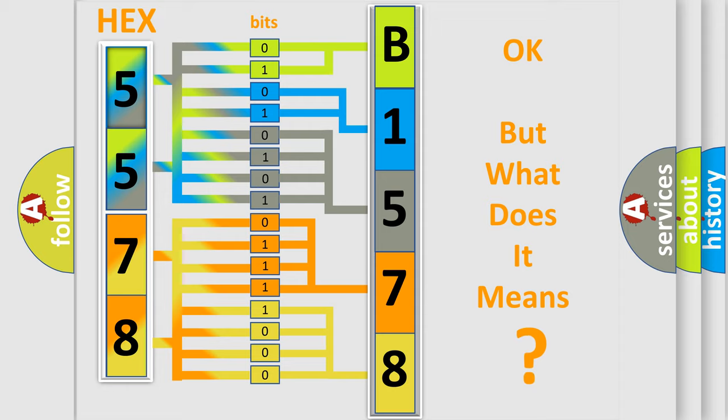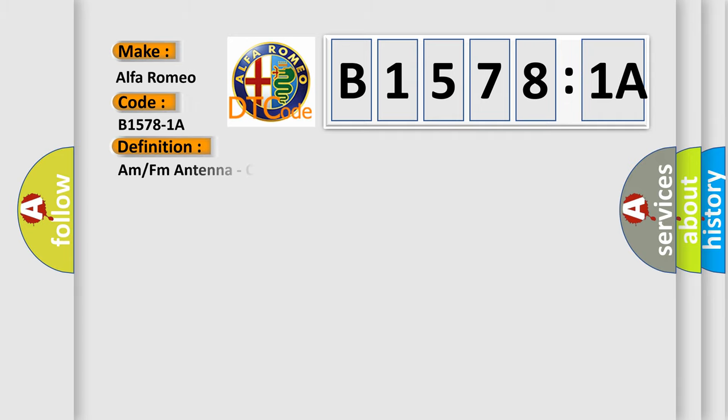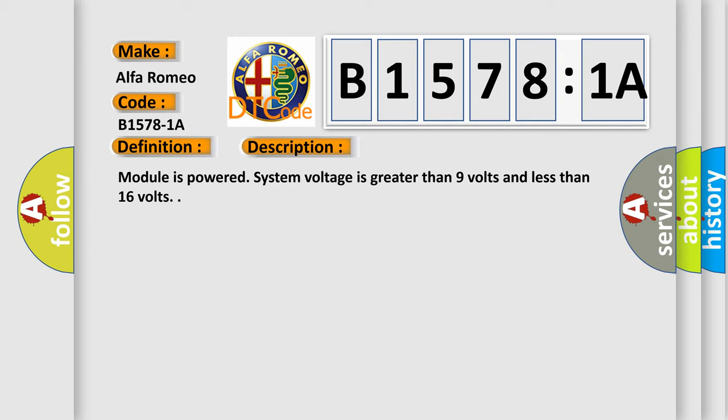The number itself does not make sense to us if we cannot assign information to what it actually expresses. So, what does the Diagnostic Trouble Code B1578-1A specifically interpret for Alfa Romeo? The basic definition is AM or FM antenna, circuit resistance below threshold. And now a short description of this DTC code: module is powered, system voltage is greater than 9 volts and less than 16 volts.